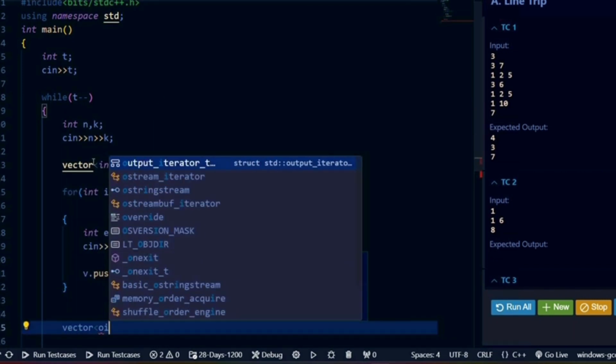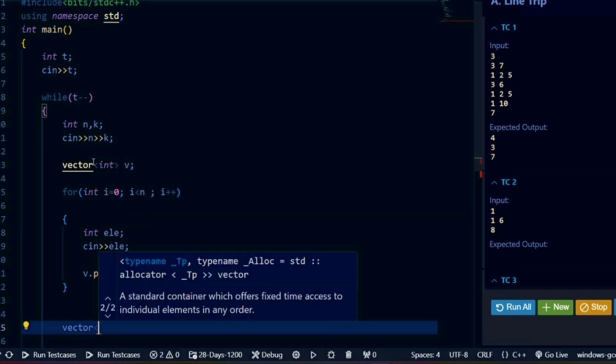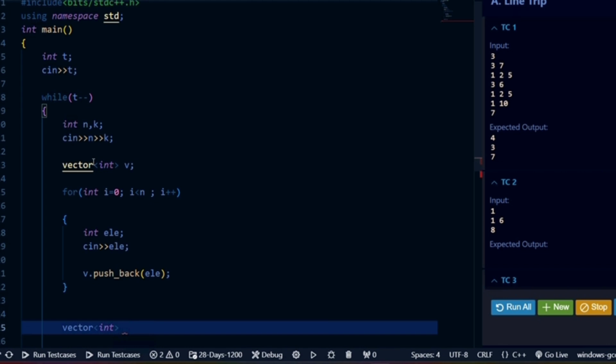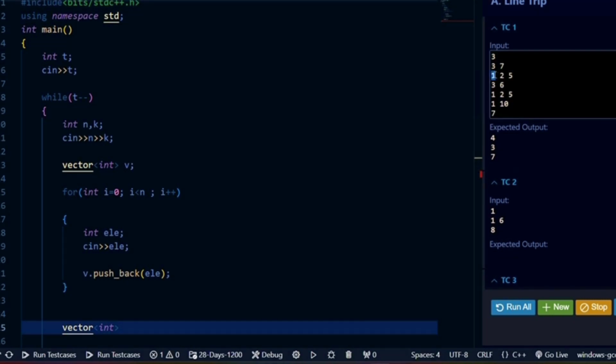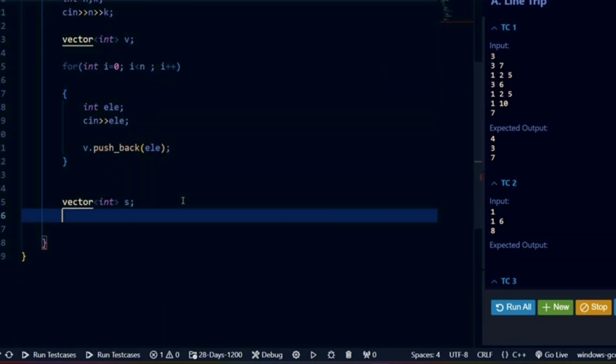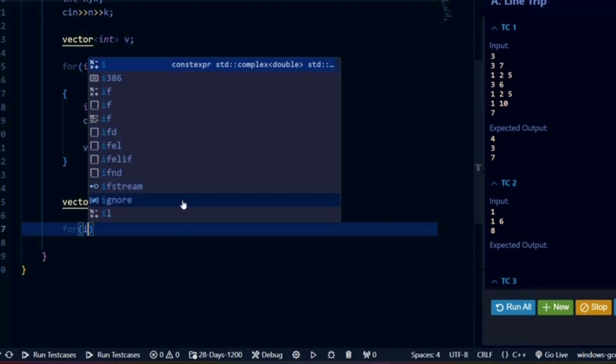Now I am declaring another vector which will insert the differences between the points. Suppose the initial point is 1, the first gas station is at 1, and we need to reach till 2, so the difference between 2 and 1 would be 1. So this vector will store the differences.